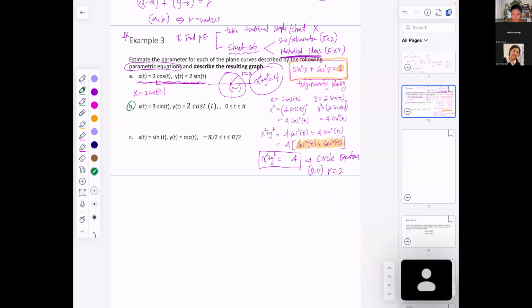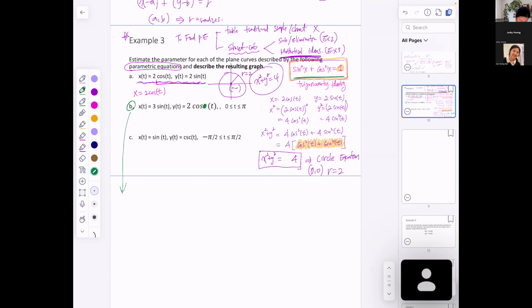Professor Ben, the X function is 3 sine t, the Y function is 2 cosine t. Sorry, my typo, it should be cosine t. And t is between 0 and pi, which is between 0 and 180 degrees. If you want to graph it, you could create a chart, but that's too much calculation. Think about what other mathematical idea you could use, because you're now at this level. One method we just talked about is this one.